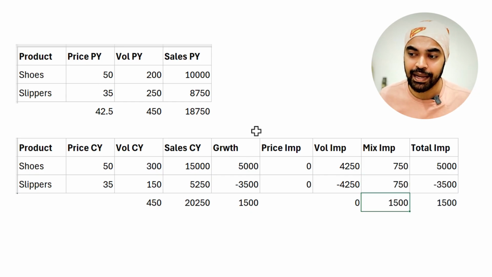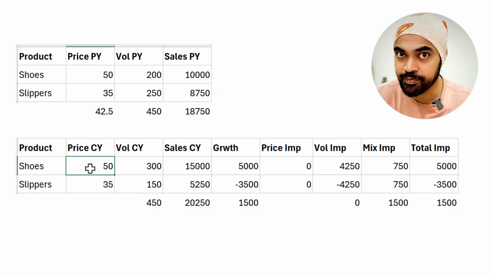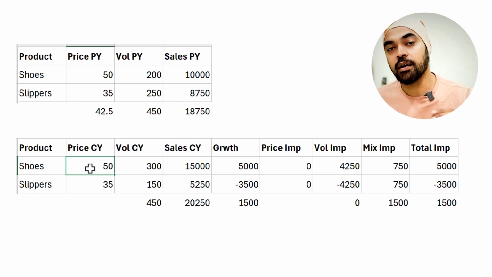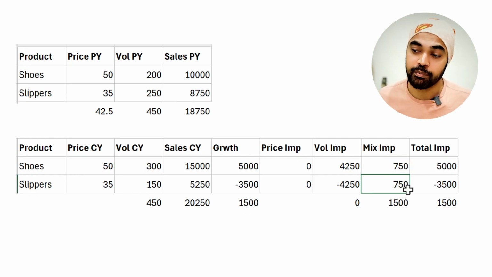And you can see that now we sold shoes, which were a more expensive product, and therefore we sold a more expensive product slightly more. We got the mix impact of 750. That means we made extra 750 here. And this is also where we made 750 extra.